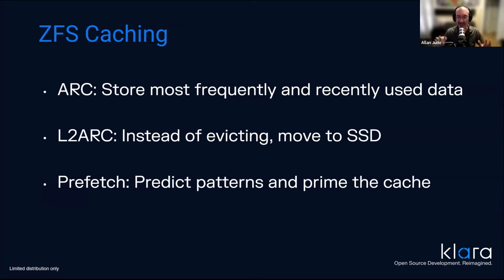And then ZFS's algorithm will dynamically adjust the split of how much frequently used versus recently used it keeps, and it'll slide those back and forth based on the usage pattern of your system. So if you frequently access more data, it's going to make that a greater percentage of the cache and adjust dynamically to give you the best performance.